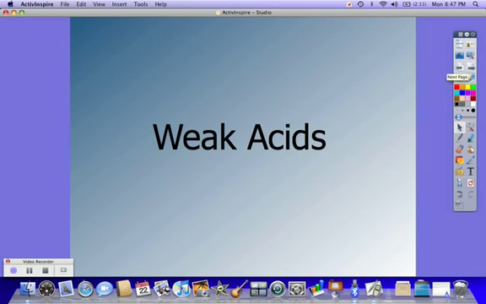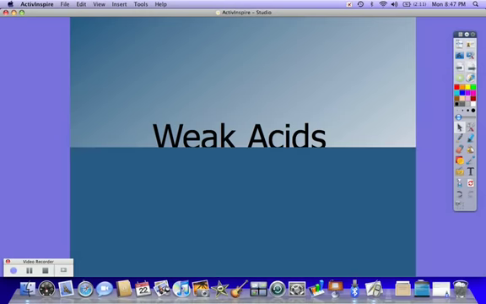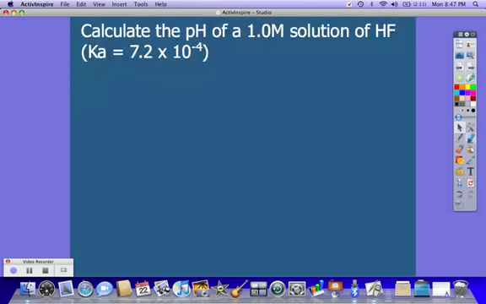All right, we're going to be doing weak acids today, and then we'll do weak bases on Thursday. So on this problem, we're going to be solving the steps that are on the bottom of the previous page. First, we need to write the major species in the solution.